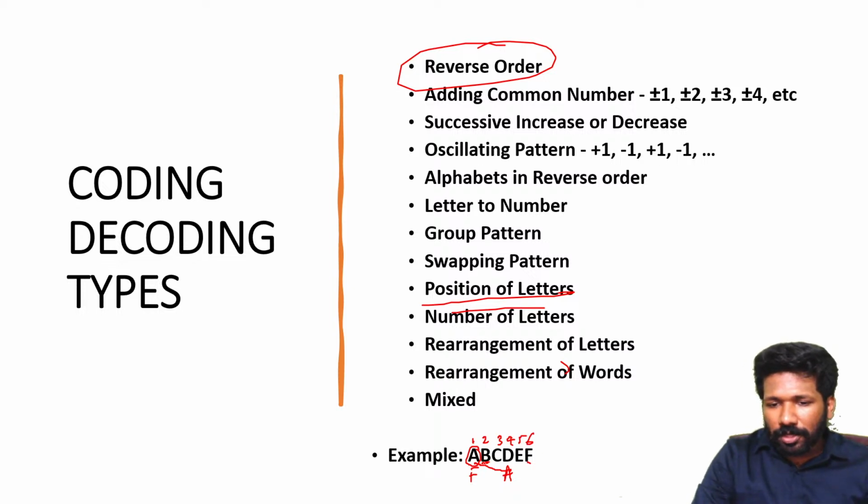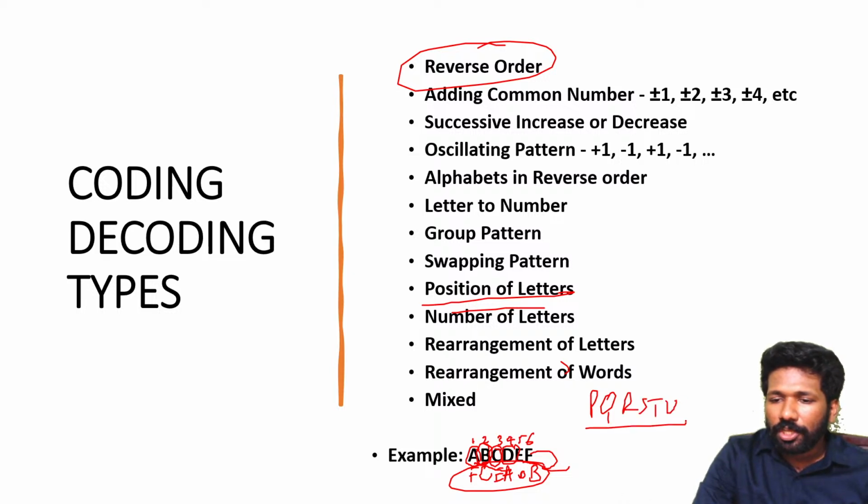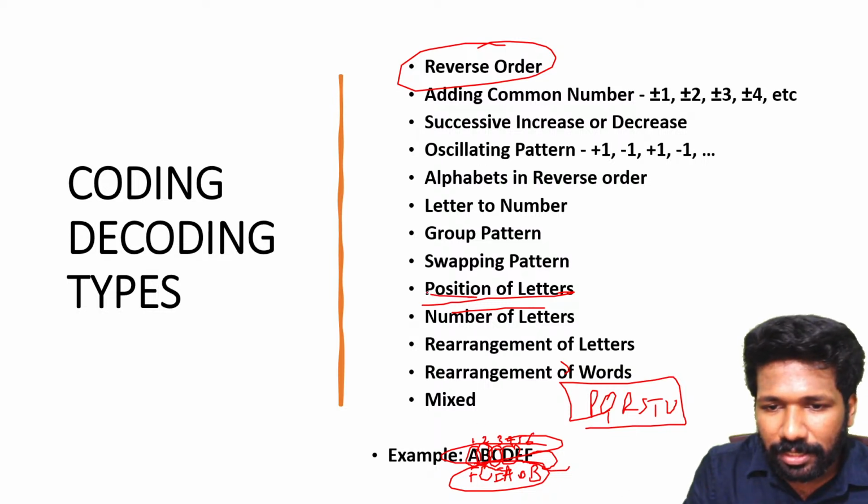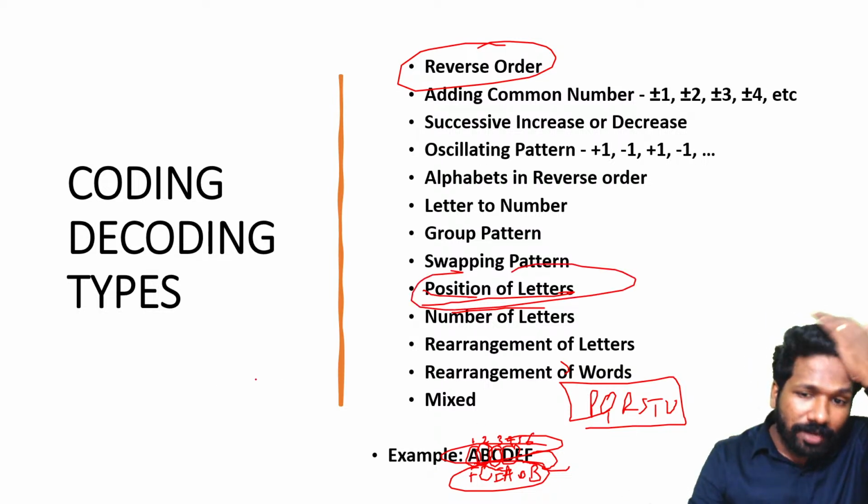So according to the position of letters, like B is here, but I am putting it here. C is here, but I am putting it here. D is here, I am putting it here. E is here, here. So according to that, from this coding, maybe another new PQRS or TUV. You have to code according to this ordering done. So that is coding based on the position of letters.